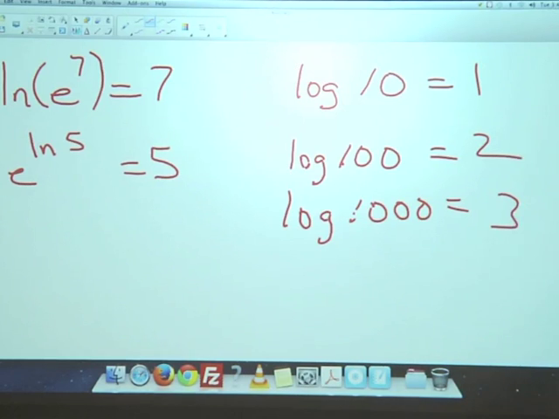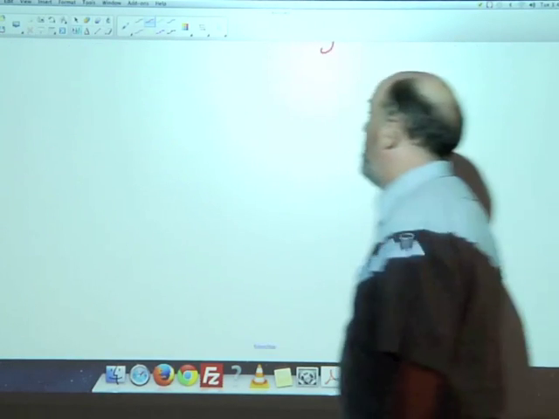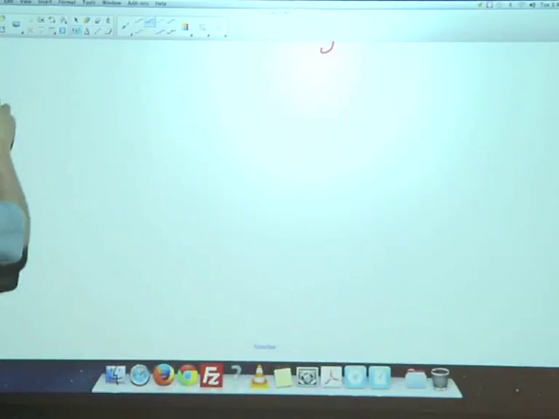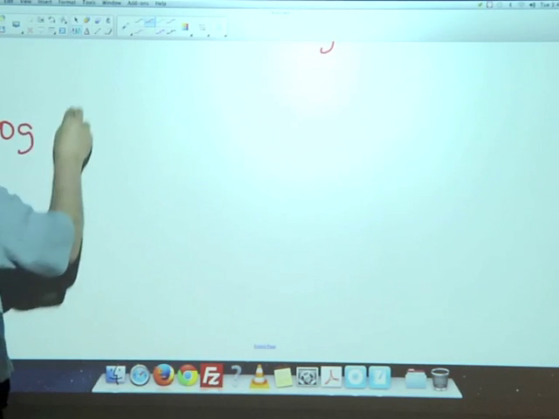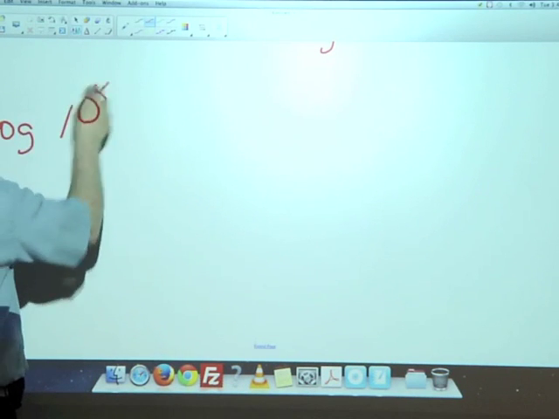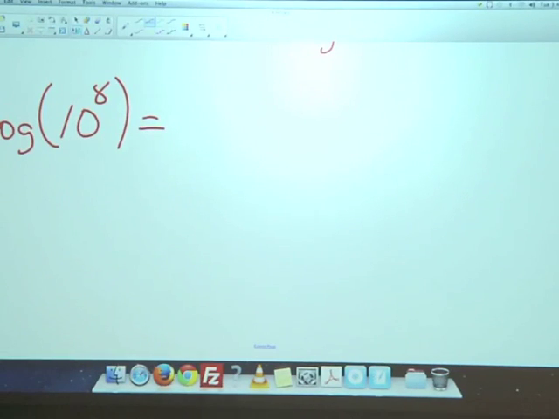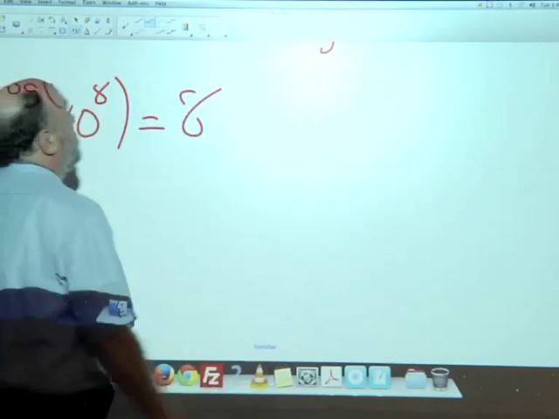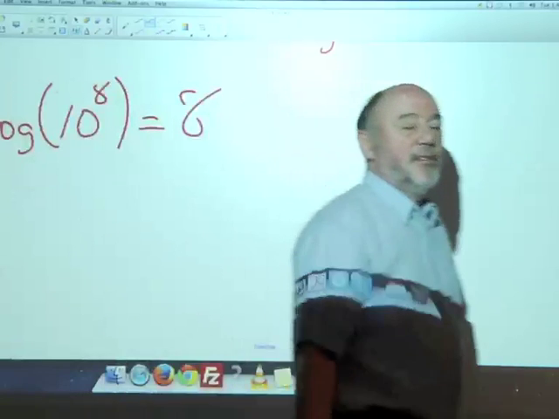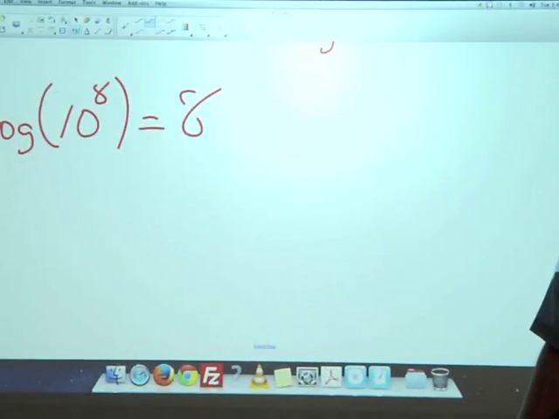Well, how about this? What is the log of 10 to the 8th? Okay. You can plug in the toy if you have to. What? 8. It is 8. Okay. Again, log and the 10 will cancel each other out, and you end up with the 8. Just like the natural log and e cancel each other out.